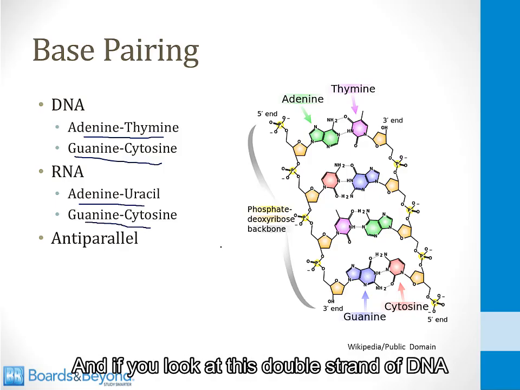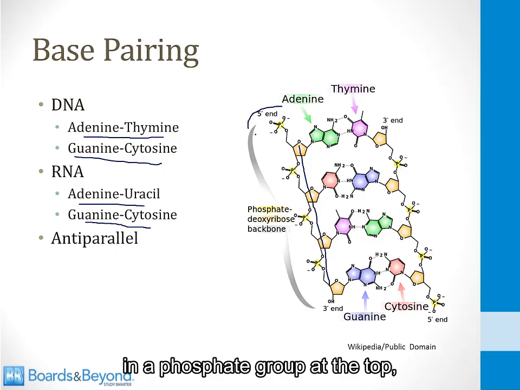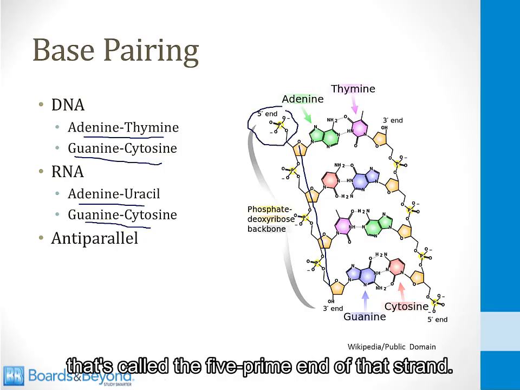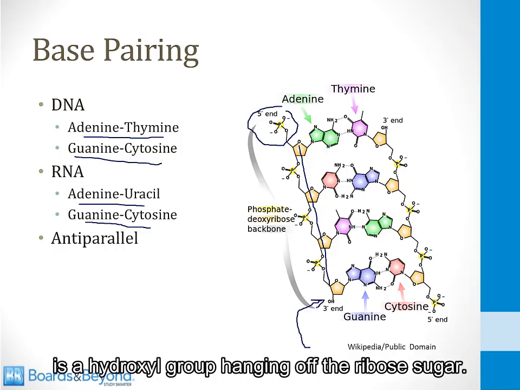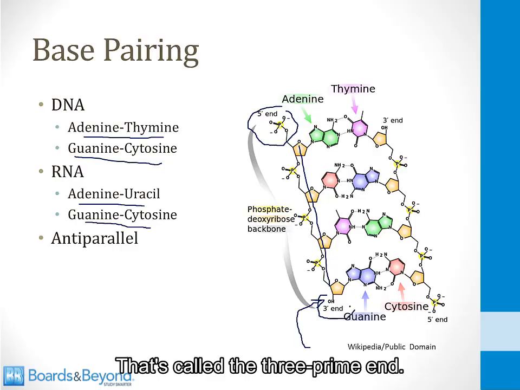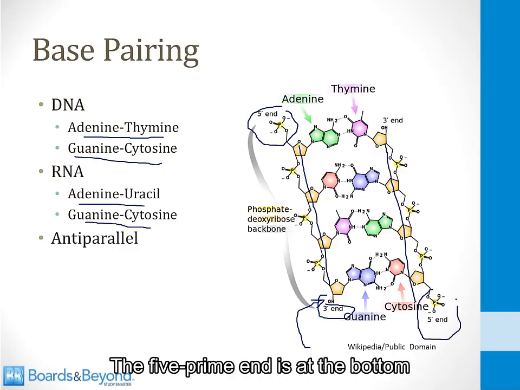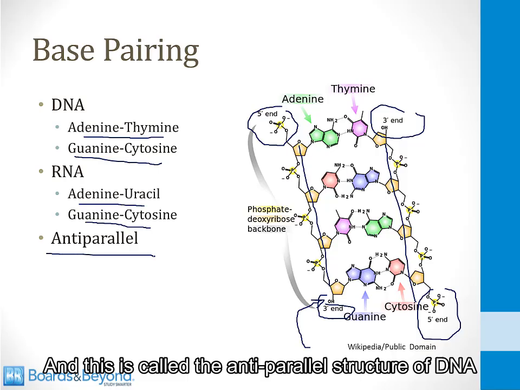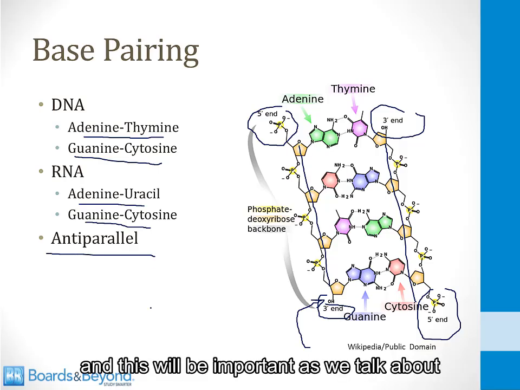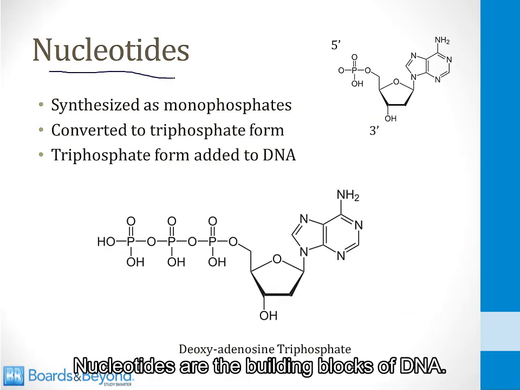And if you look at this double strand of DNA on the right here, you'll notice that this strand here ends in a phosphate group at the top. That's called the 5' end of that strand. The other end of the strand is a hydroxyl group hanging off the ribose sugar. That's called the 3' end. On the other side, it goes in the opposite direction. The 5' end is at the bottom and the 3' end is at the top. And this is called the anti-parallel structure of DNA, and this will be important as we talk about how DNA is replicated.